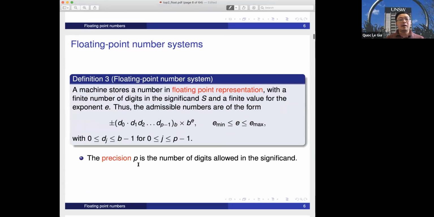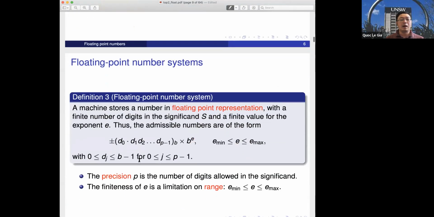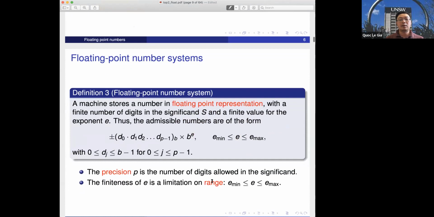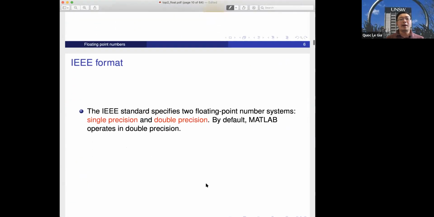Okay, so there's some names, some terminology. So P, we call it precision. Okay, so precision is P, and the range of the exponent, we call that the range. Okay. And you see now, IEEE.